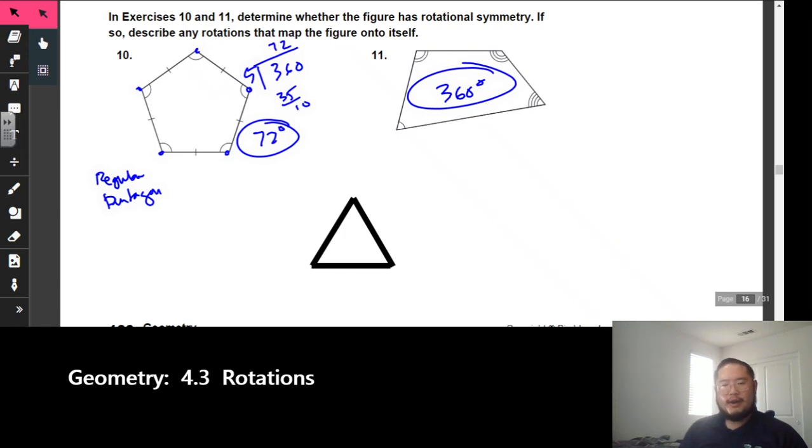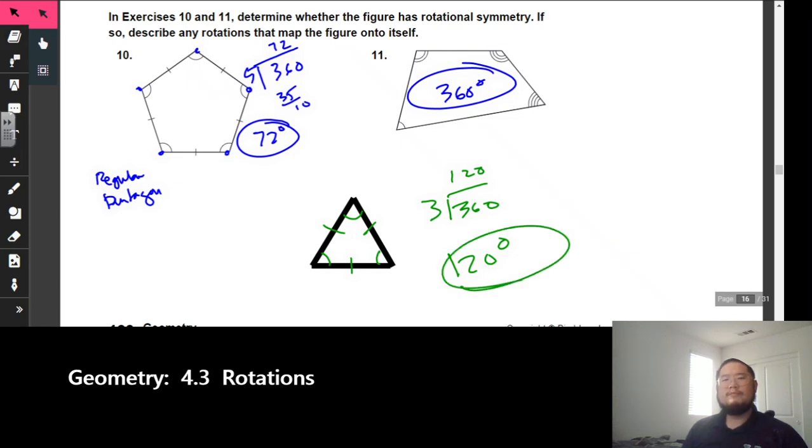The last one I'll show you right here is this. I've got my triangle. I put these measurements down. I happen to have a regular triangle. So we have 3 sides, 3 vertices. Let's take 360 divided by 3, and you'll end up with 120. So this right here in the triangle, if you rotate it every 120 degrees, then it rotates onto itself. There you go. 4.3, rotation.